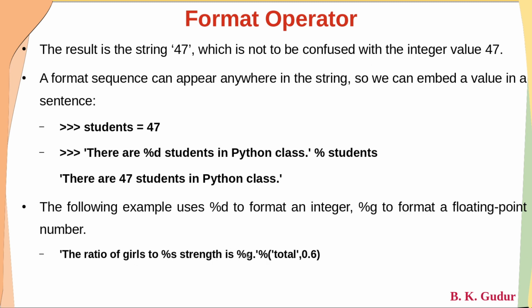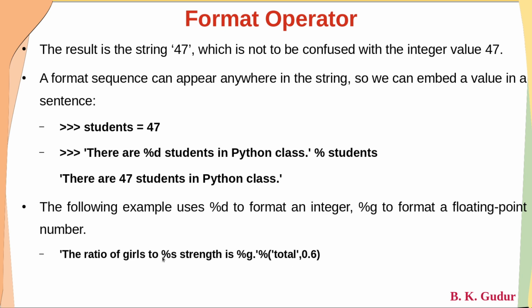Here there are two format sequences. One is %s and another one is %g. Whenever there is more than one sequence, after the % we use parentheses. Inside the parentheses, all the variables or values should be separated by commas.